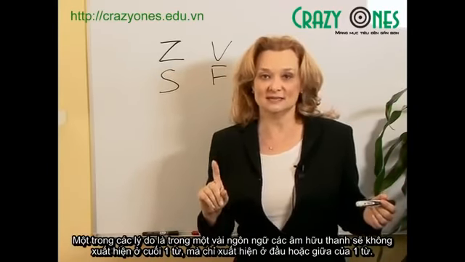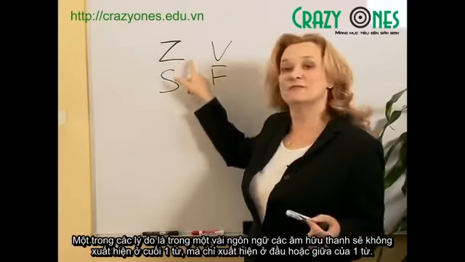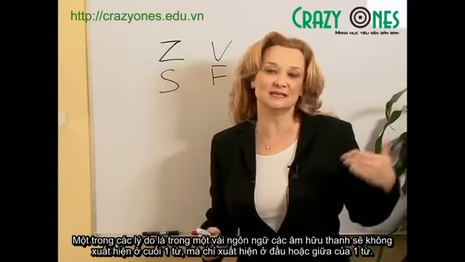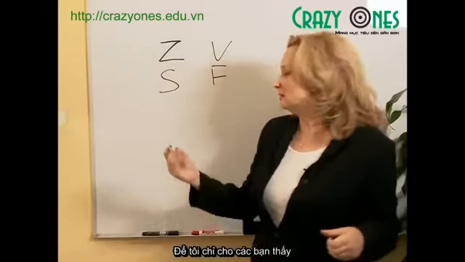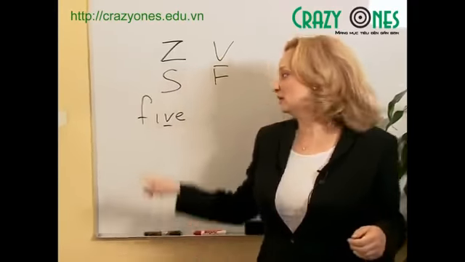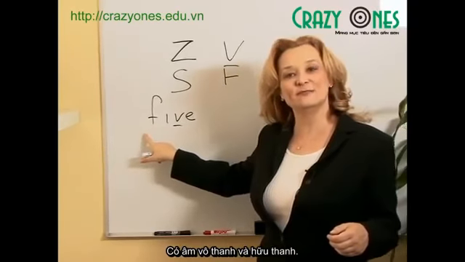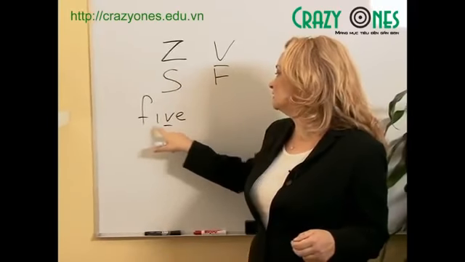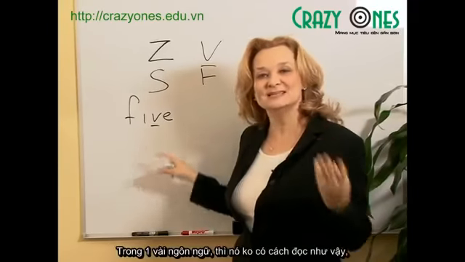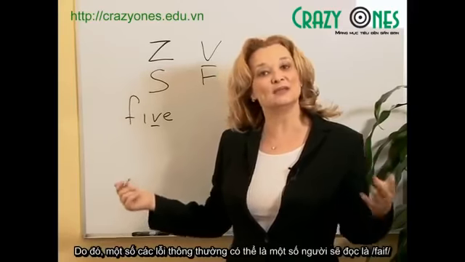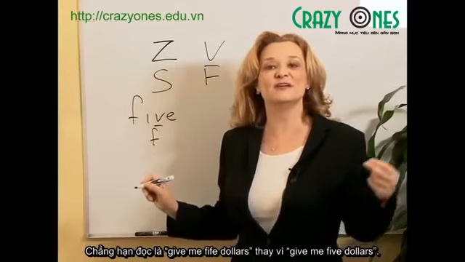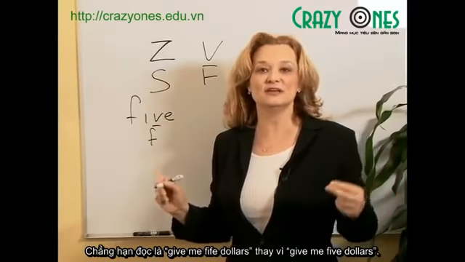Well, one reason is because in some languages, the voiced sounds don't exist at the end of the word. They only exist in the beginning of the word or in the middle of the word. Let me show you. For example, look at the word five. We have F and V. We have voiceless and we have voiced. So you have to change from up here to down here. Five. In some languages, that doesn't happen, and the common mistake would be for people to say fife. Give me five dollars instead of give me fife dollars.